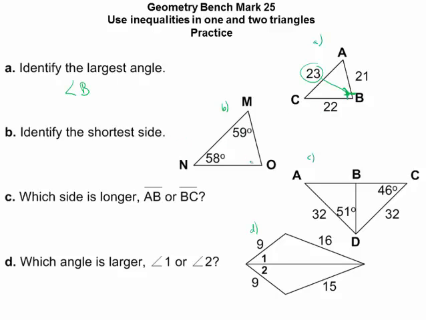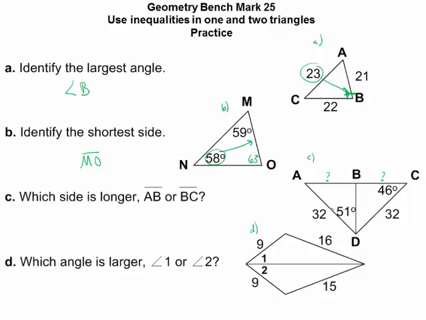Okay. Identify the shortest side. First we need to know all three angles. A triangle adds up to 180, so I take 180 and subtract 59 and 58. That gives me 63. So this angle here is 63. The smallest side is going to be across from the smallest angle. Smallest angle, smallest side. You just go across.